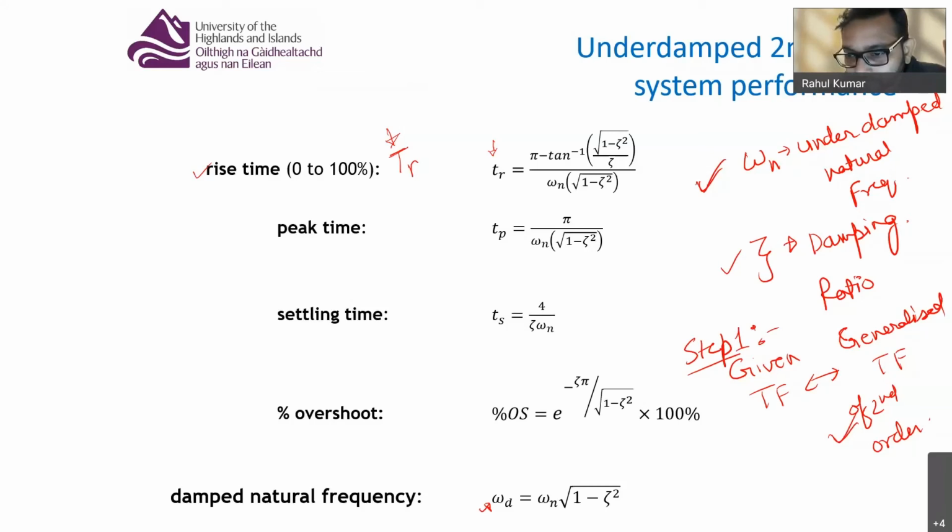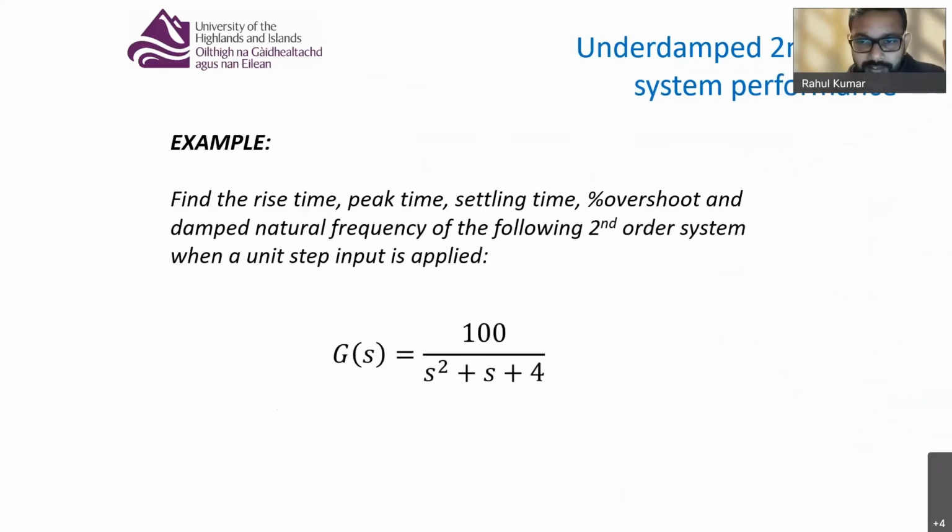Okay, so let's take a look at one of the questions. In this question, we have to find the value of rise time, peak time, settling time, and basically all the values for which I have given the formula. We have to find all those values for a second order system. So the transfer function is given here. G of s is 100 divided by s square plus s plus 5.